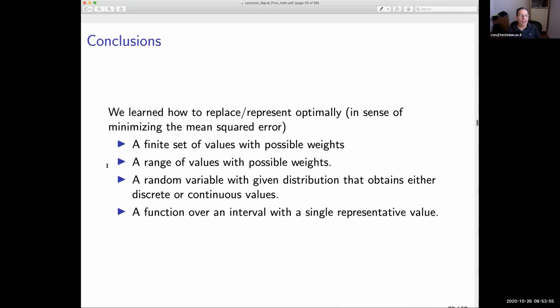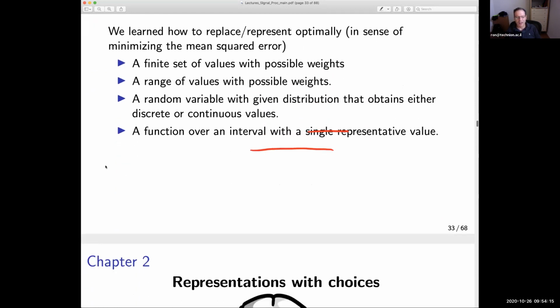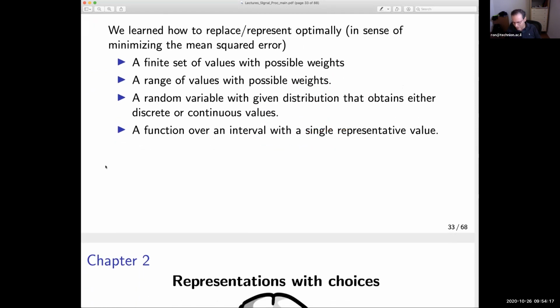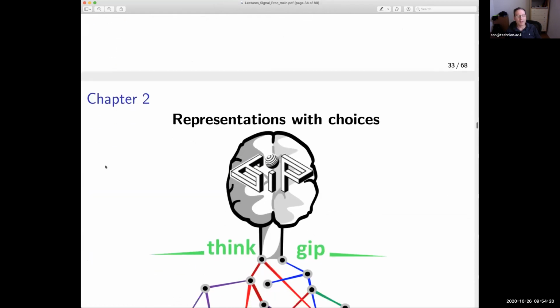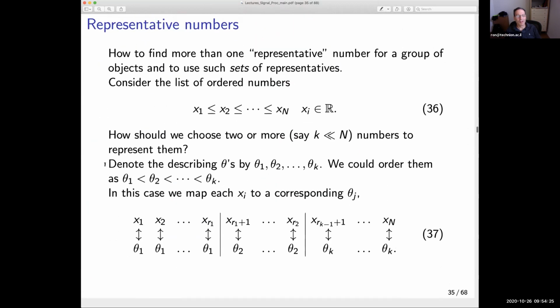Okay, so what we did until now is how to represent optimality in the sense of MSE: a number, a finite set of values, and then we also added weights, a range of values with possible weights, a random variable with given distribution, and a function over the interval. So this is what we did until now. Now what we are ready to do is start looking at what happens when I'm giving you more than a single number to represent your numbers. So again, we are resorting back.